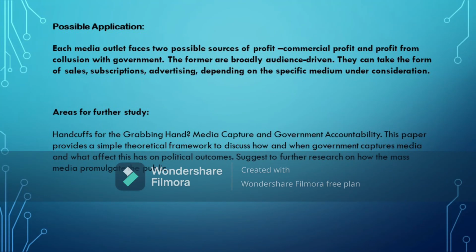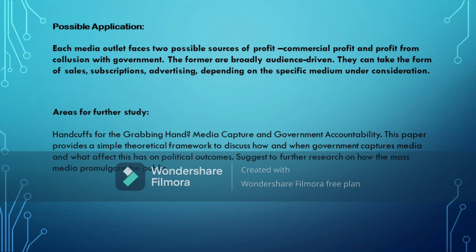Possible application. Each media outlet faces two possible sources of profit: commercial profit and profit from collusion with government. The former are broadly audience-driven. They can take the form of sales, subscriptions, advertising, depending on the specific medium under consideration.